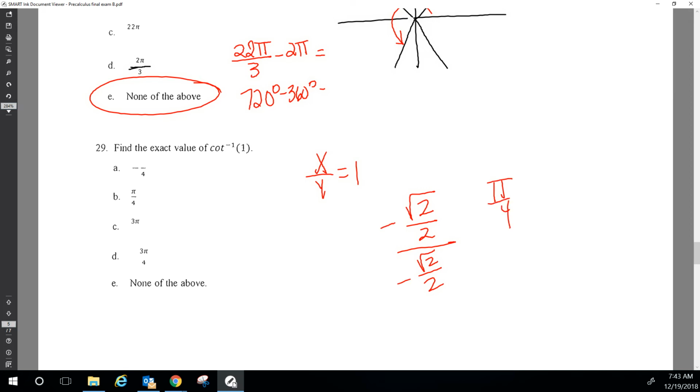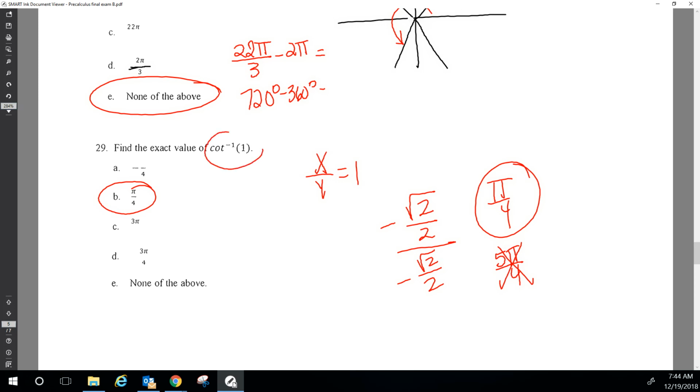Or if these were both negative, that would also give us a positive 1, and that would be at 5 pi over 4. So those are our two options, and we want the exact value for cotangent inverse. Keep in mind your cotangent inverse has a range of 0 to pi, so it can't be this one down here. Remember, it's going to be pi over 4. That goes based off our range.